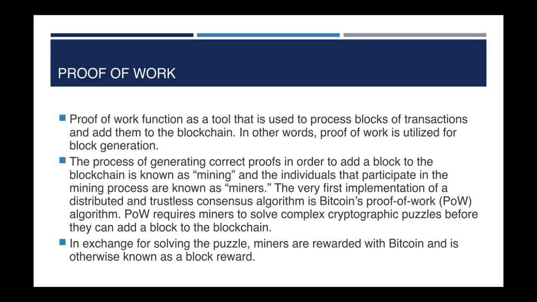Proof of work was first used by the Bitcoin blockchain system. Proof of work requires miners to solve complex cryptographic puzzles before they can add a block to the blockchain. In exchange for solving this puzzle, the miners get rewarded with Bitcoin. So this is what proof of work is.